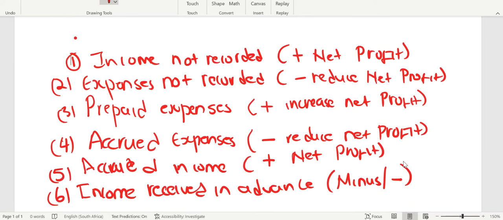Most of the adjustments that we'll be dealing with as we do this question in grade 12 are going to focus on some of these things that I've mentioned here. So you need to make sure that you master this as much as possible. With that out of the way, we can go to the actual question.